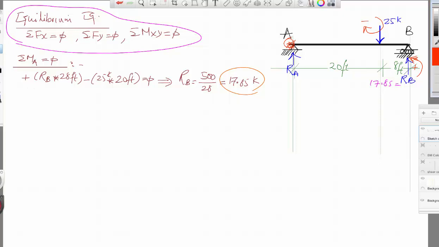Now we'll continue. Now we'll use the sum of all forces in y direction is equal to 0 equation. With this one we have RA is upwards, and we have 25 is downwards, and RB is upwards. So we'll do plus RA minus 25 kips plus RB is equal to 0. And here we just remind you the rules are, if the force is in this direction it is positive, and this direction is negative: upwards is positive, downwards is negative.